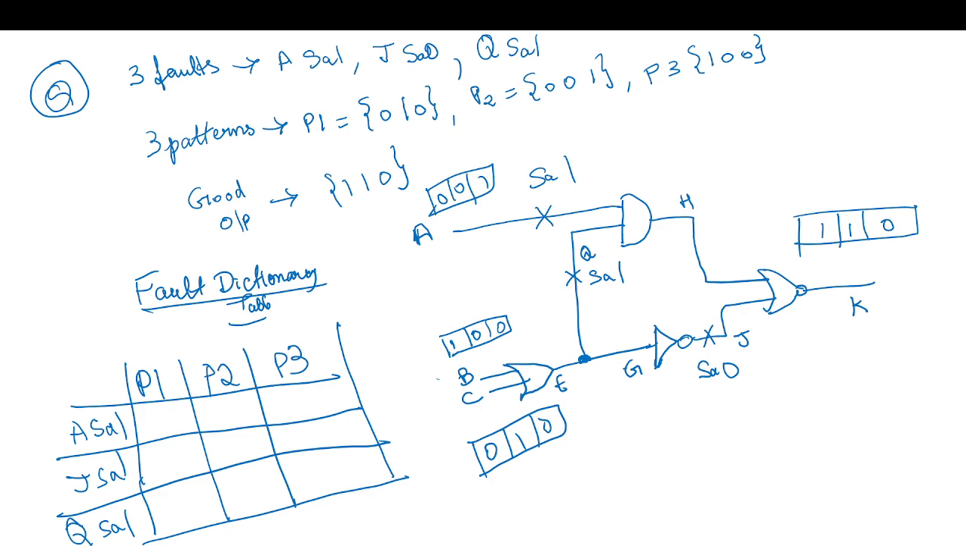Now we have to perform the fault simulation. So let's take a different color. Now I'm considering this is stuck at 1. So for pattern 1, this will become 1. This will be 1. So the output here will be 1.